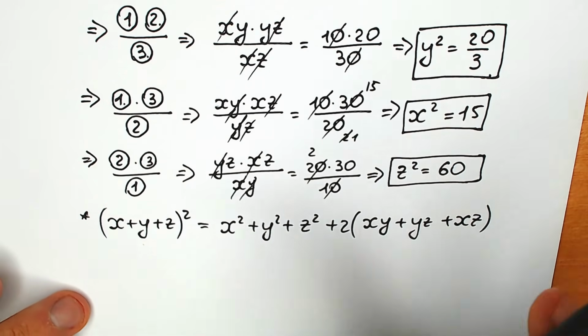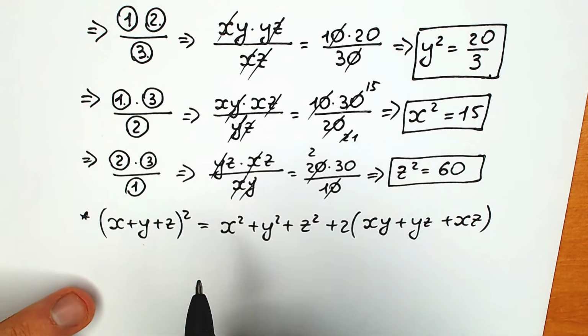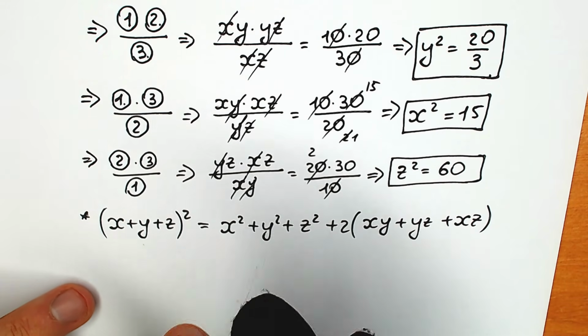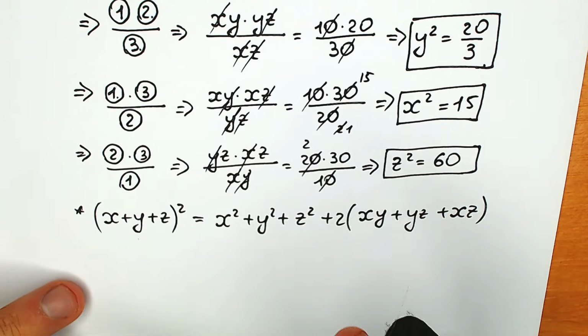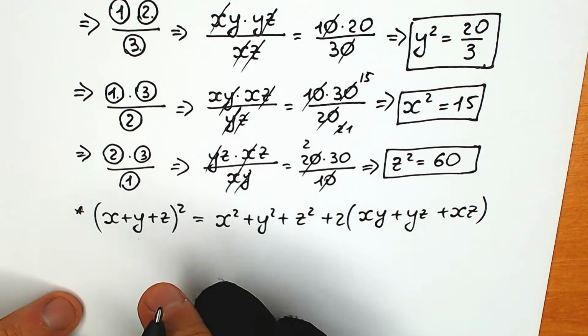I don't want to prove it. This is a correct identity because we have a correct expression on the left and on the right side. I just want to leave this identity like that. This is extremely important. Maybe not a popular identity, but extremely helpful in our case.